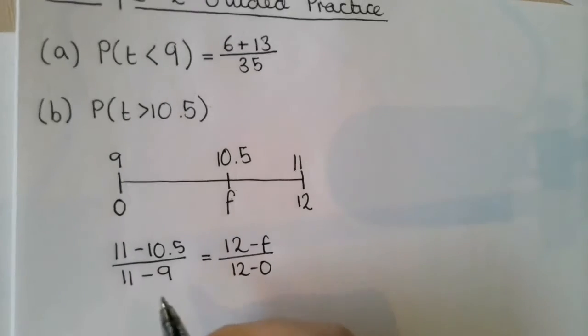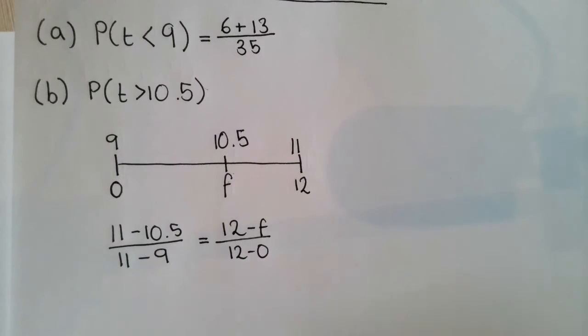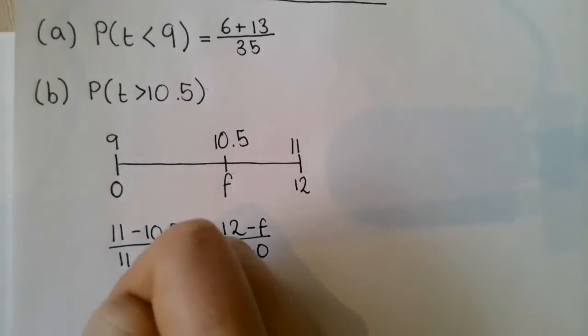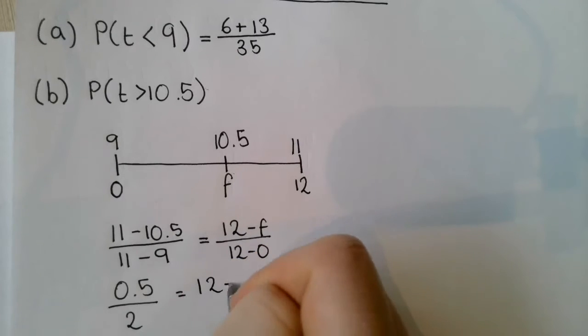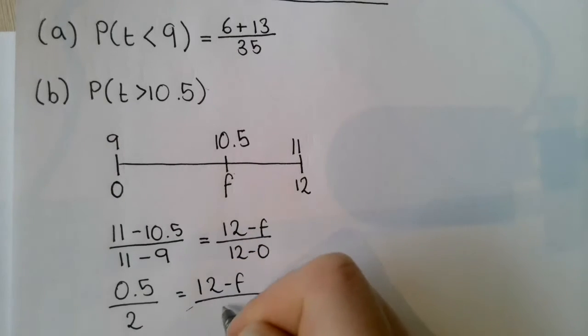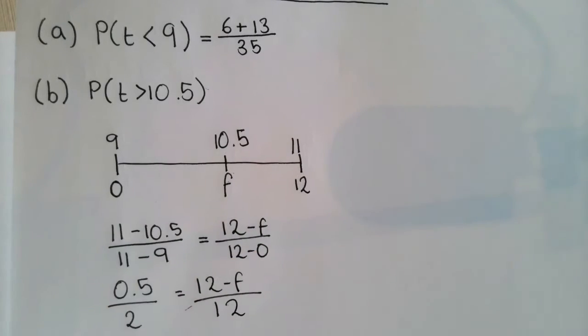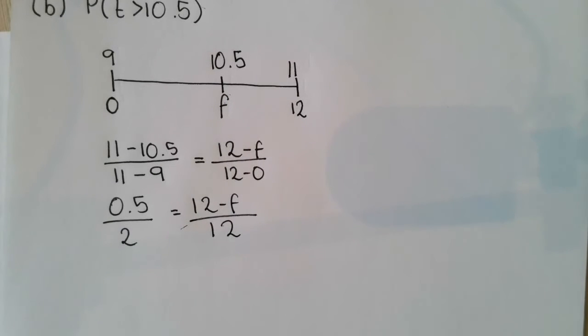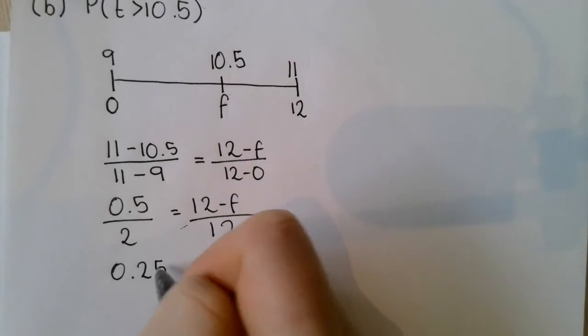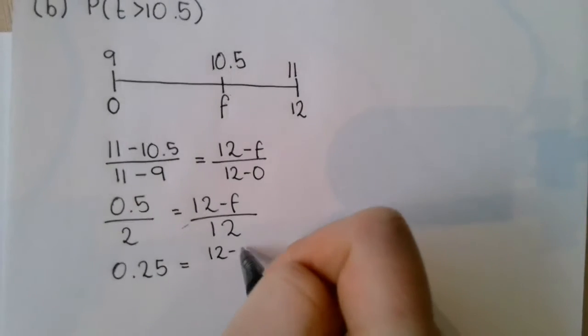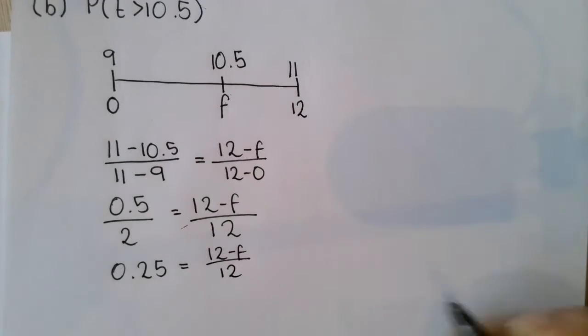So we're going to rearrange this, simplify this. 11 subtract 10.5, that's 0.5. 11 subtract 9, that's 2. We've got 12 subtract f, and then 12 subtract 0 is 12. Now 0.5 over 2, that is 0.25. And that's equal to 12 subtract f over 12.